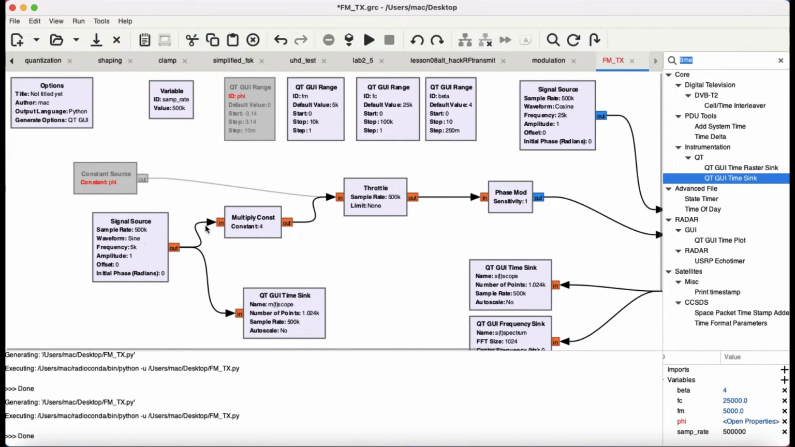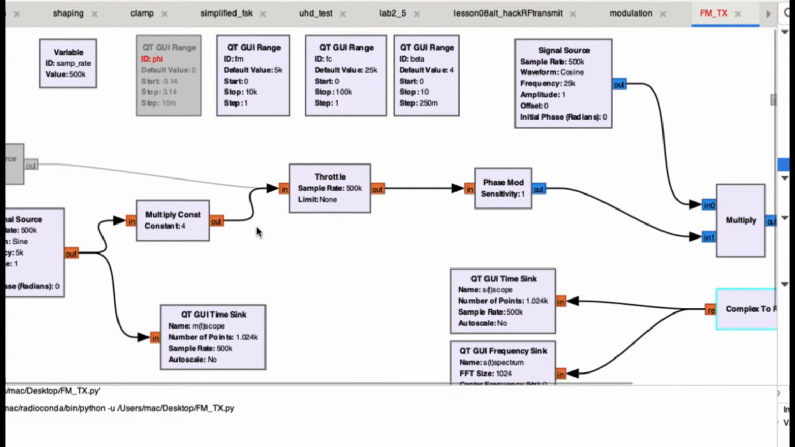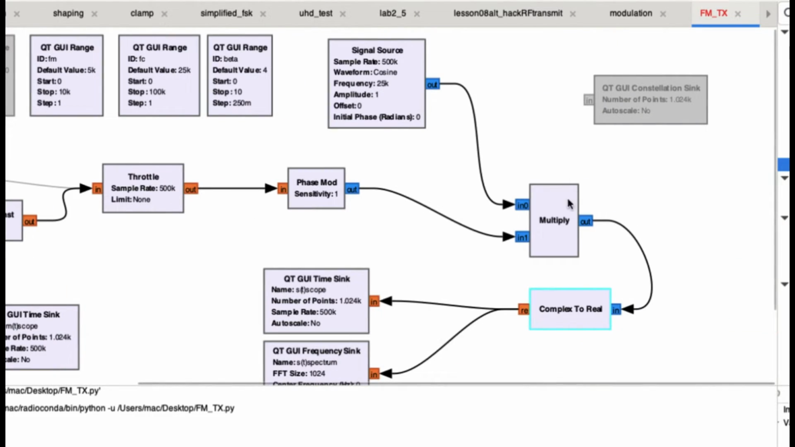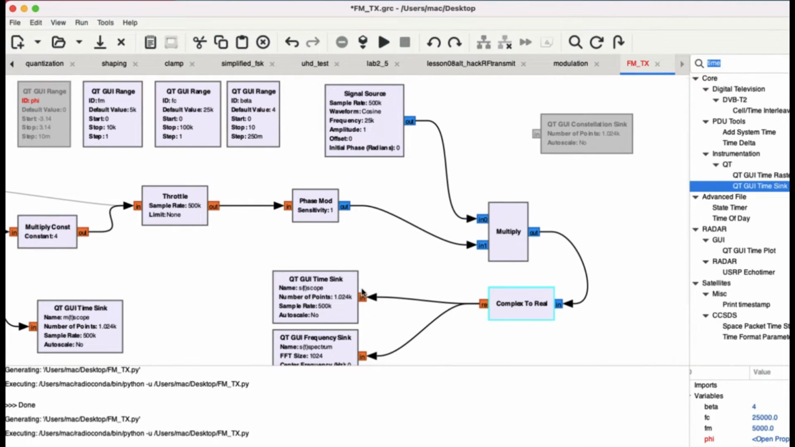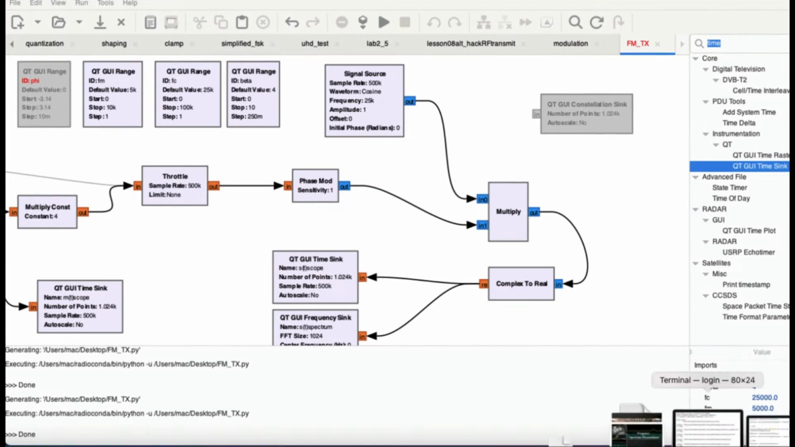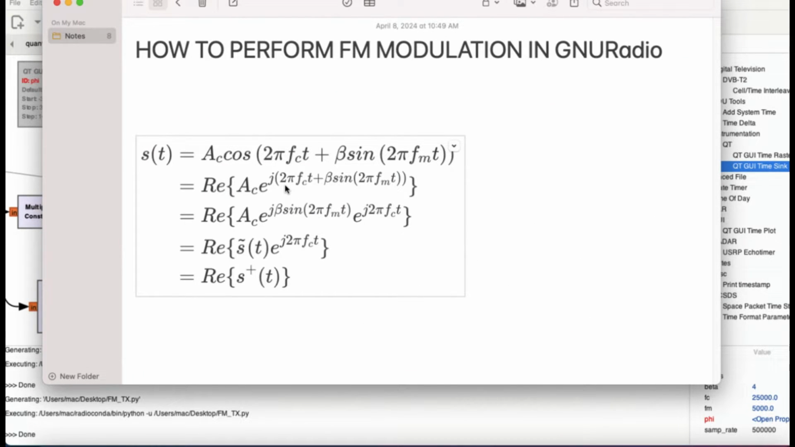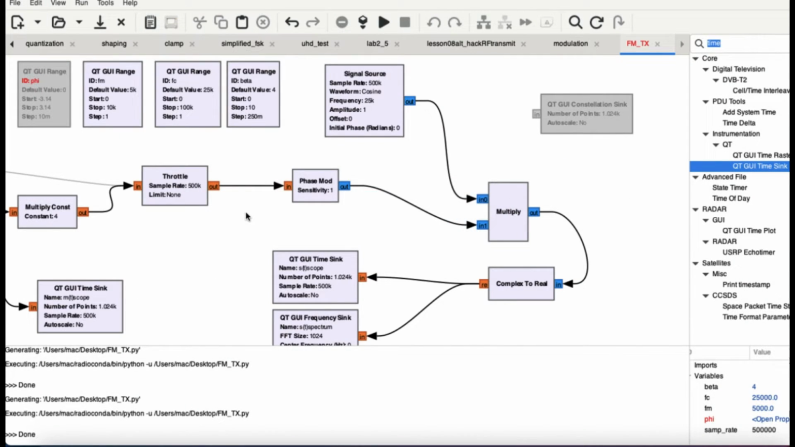So if you were to look at the complete flow graph, you have your signal source that is going out, being multiplied by some beta value, which we are calling the modulation index. Phase mod is converting that real value into a complex value. This complex value is being multiplied by your carrier signal and converted back into a real signal. This is that entire equation which is being described here. Everything is being converted into a form of a flow graph that looks like this.